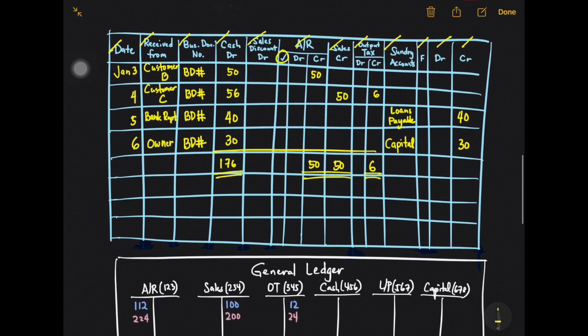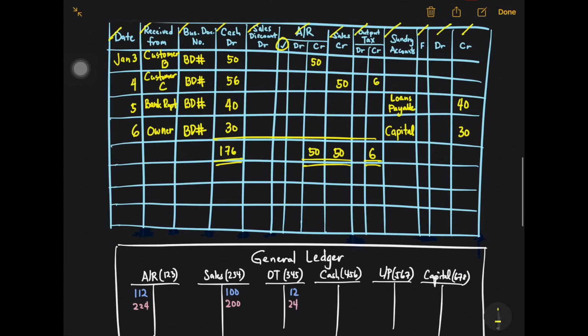Next, we do the posting procedure. Okay, so we will post. Cash is debited by 176. So 176. And then write the account number underneath the double rule to indicate that the amount was posted. So 456. Next, credit to AR by 50. Then write the account number. And next, sales was credited by 50. So write 50. Then write the account number to indicate posting. And then for output tax, credit 6 here. So write the account number 345.